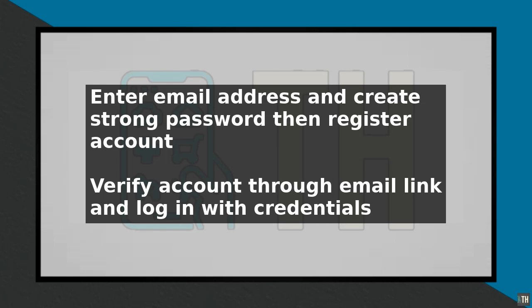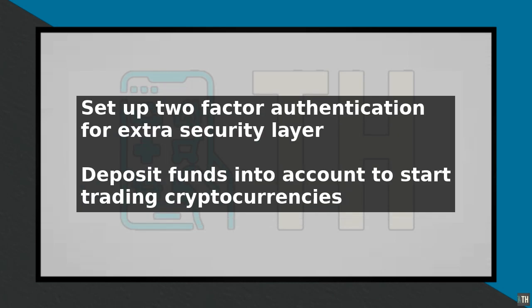Next, you need to deposit funds into your account to start trading. To do this, click on the Assets tab and select the cryptocurrency you want to deposit. Copy the deposit address and use it to transfer funds from your external wallet or exchange. Once your deposit is confirmed, you can start trading.